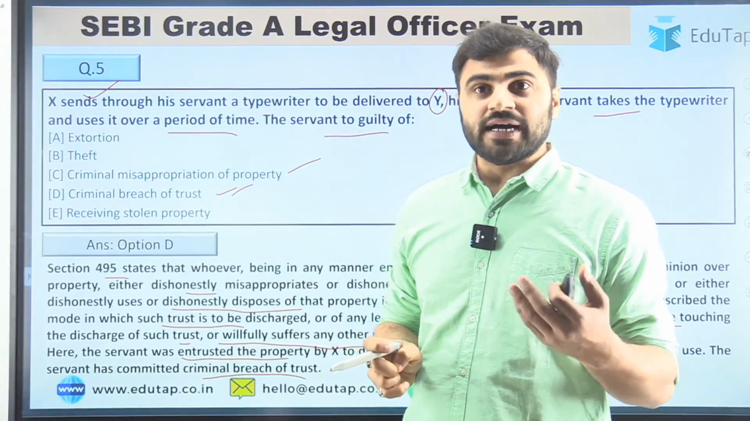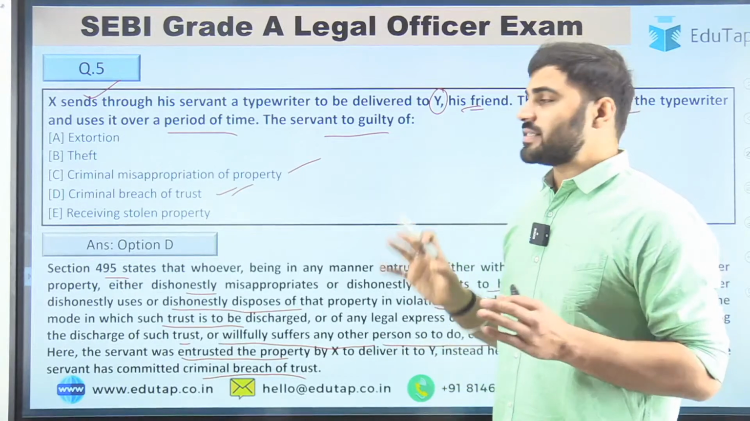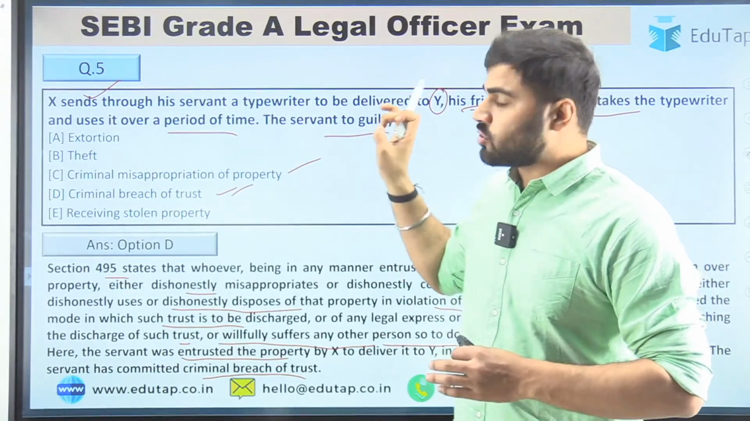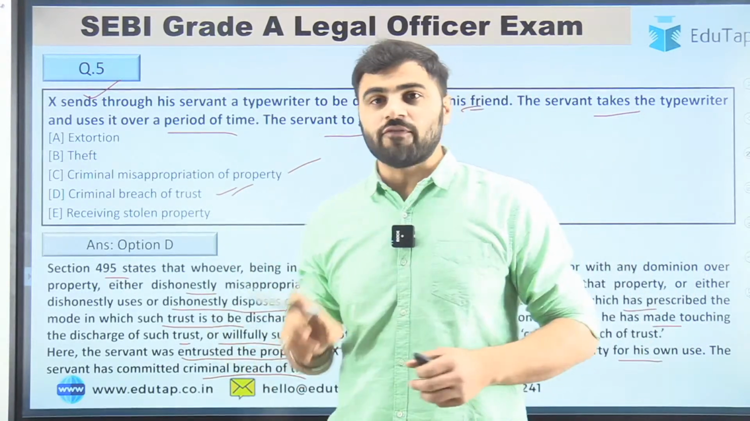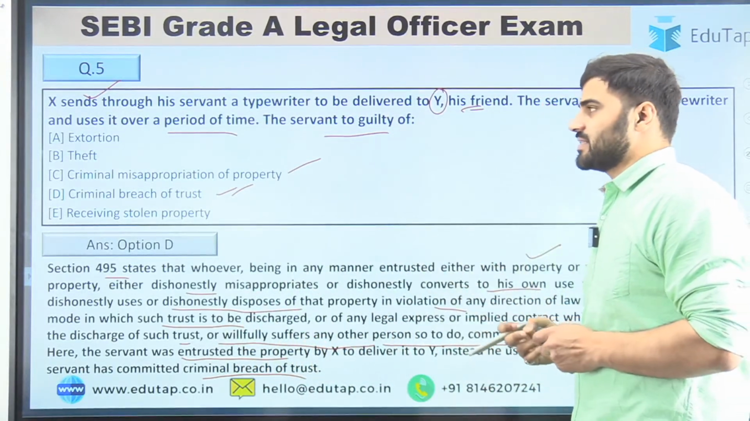Vikalp is saying D, Adil is saying D, Ujjwala is saying D, and Kavita is also saying D. So you all are correct. The right answer for this question is option number D, that is criminal breach of trust. Very well done. Now let's move to question number 6.